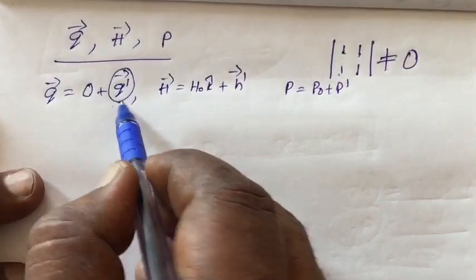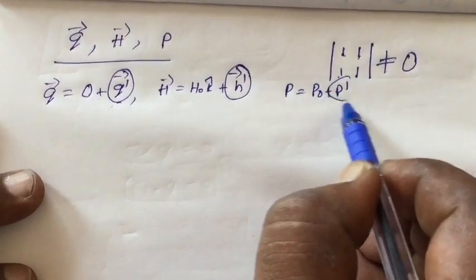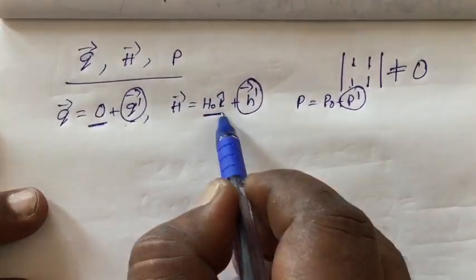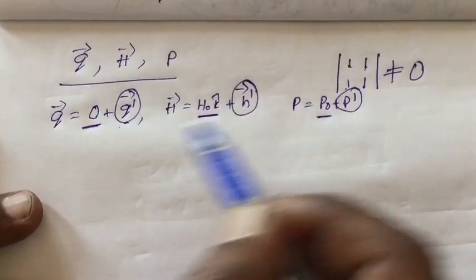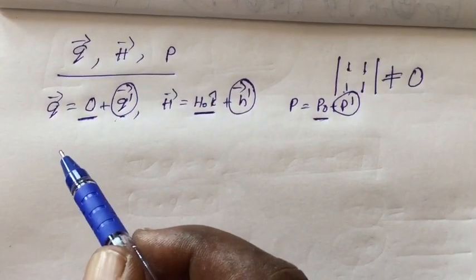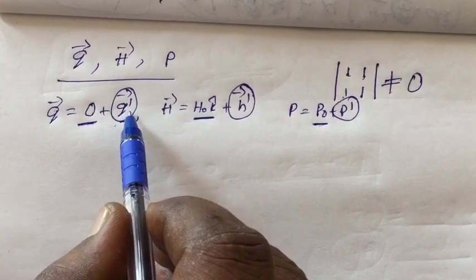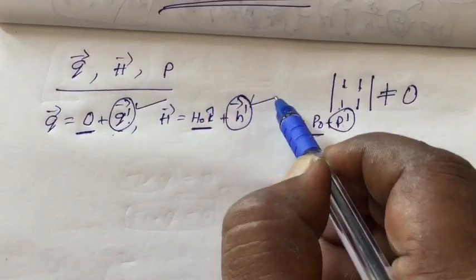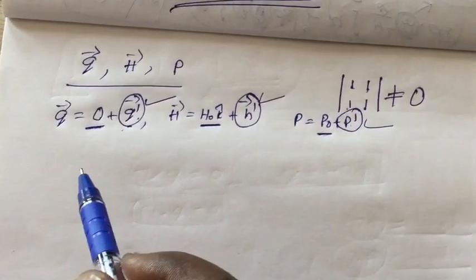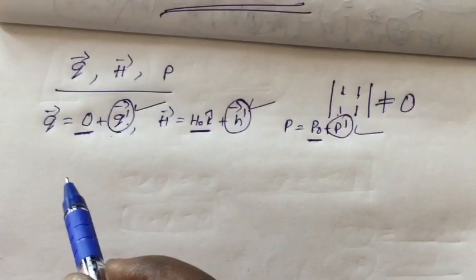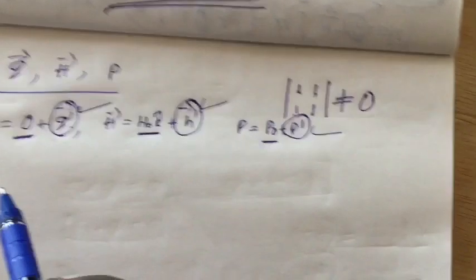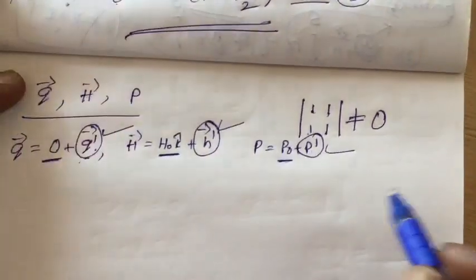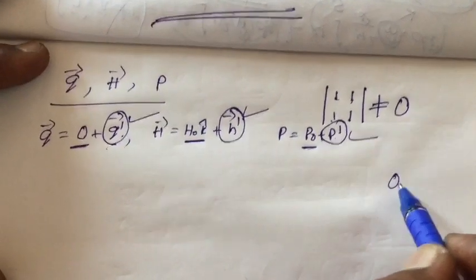Velocity 0, magnetic field H naught into K and pressure P naught are the basic state of the system. But Q dash, H dash and P dash are the perturbed quantities. Here one thing you should observe. It means they are very small. Suppose you take it as 0.5.